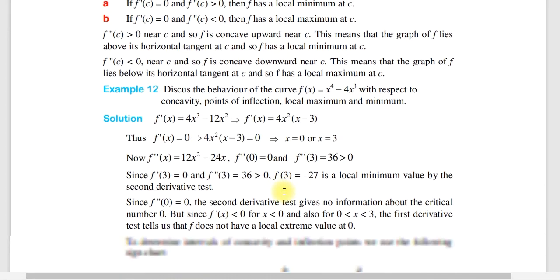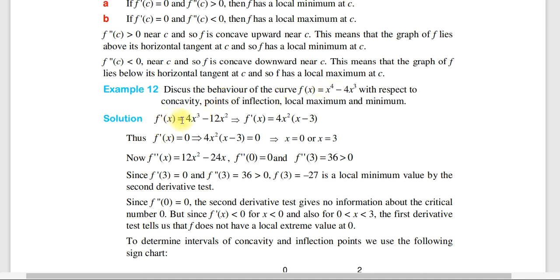Example: discuss the behavior of the curve f of x equal to x to the power of 4 minus 4x cubed with respect to concavity, point of inflection, local minimum and maximum. Is the concavity downward or upward? Where is the point of inflection? What are the local minimum and maximum values? We will discuss these things in this question.